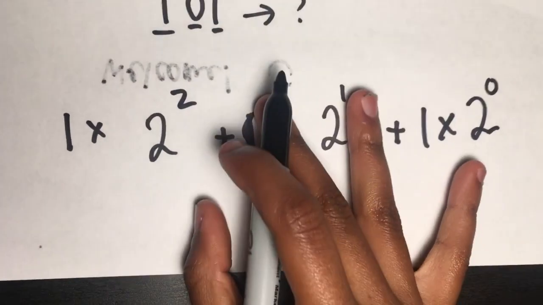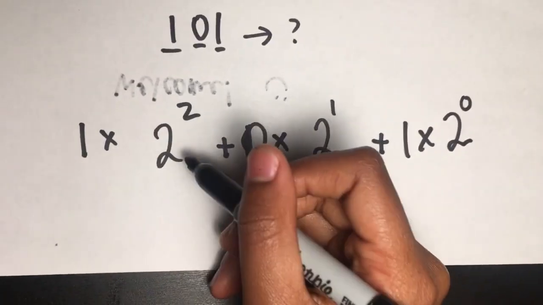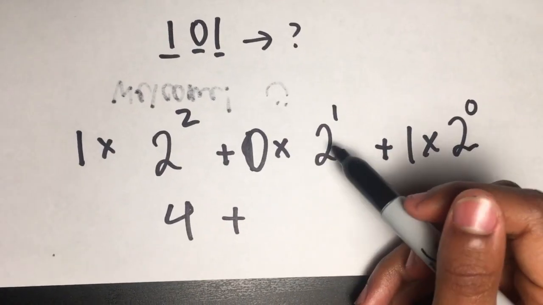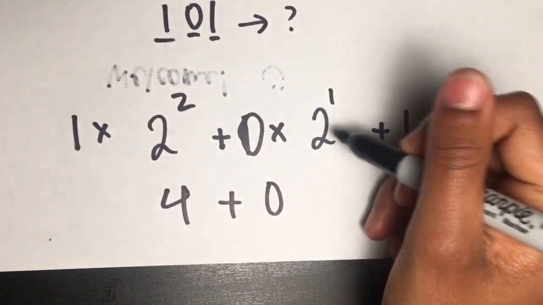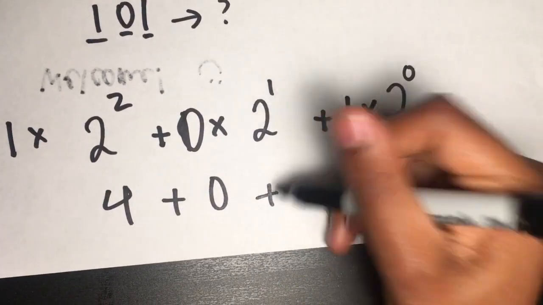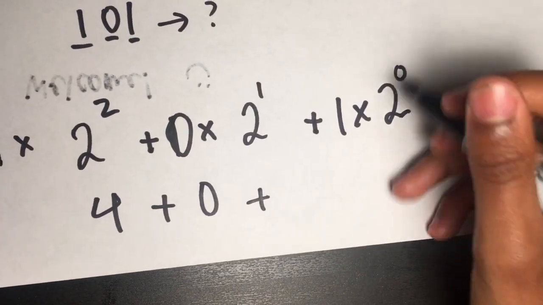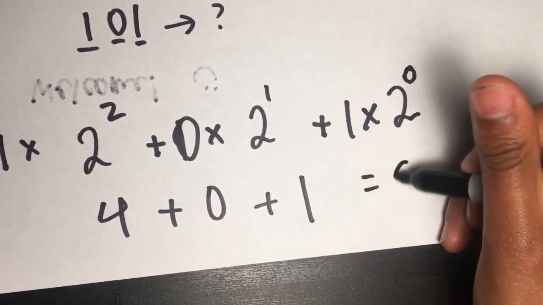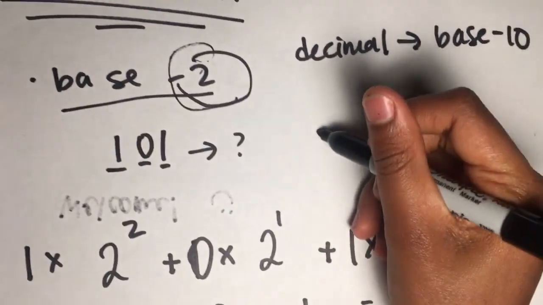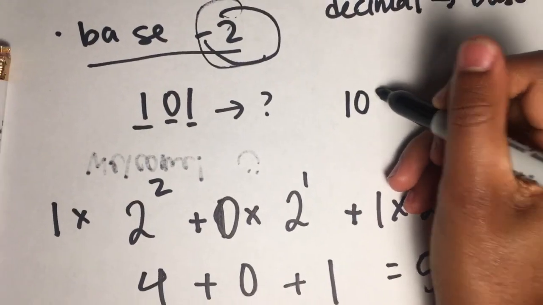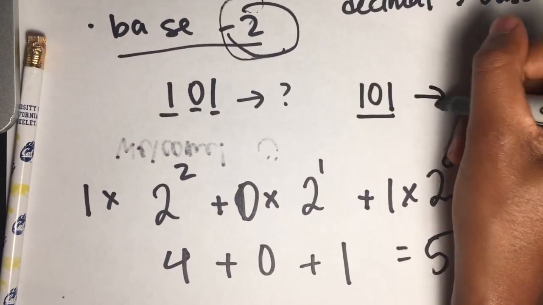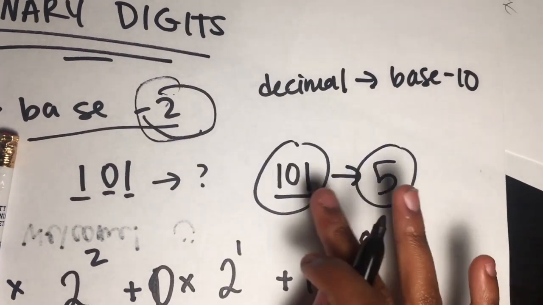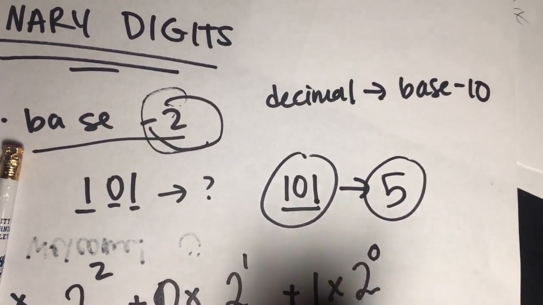So this 1 times 4 is 4, plus 0 times 2 to the first power is 0, because 0 times anything is 0, and plus this is 1, because anything to the power of 0 is 1, and that would be 5. So the binary number 101 is 5 in decimal numbers. And that is how computers understand normal numbers that we insert into them.